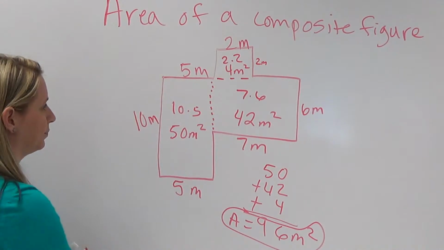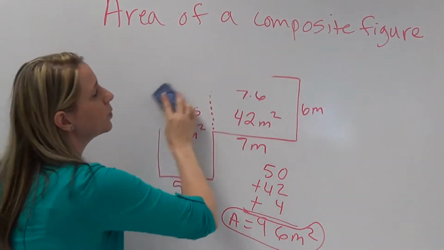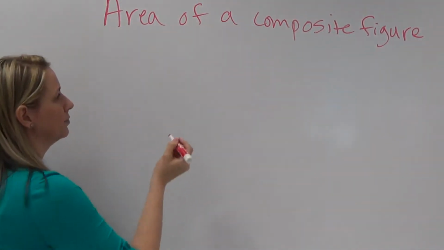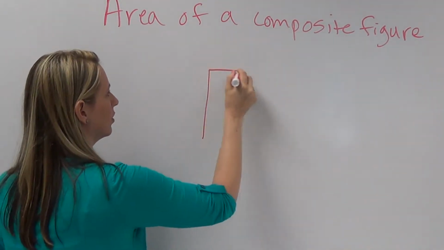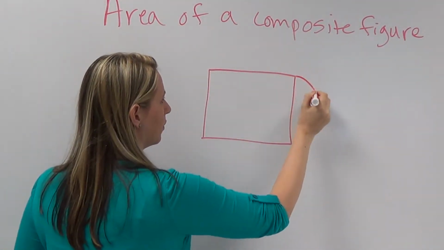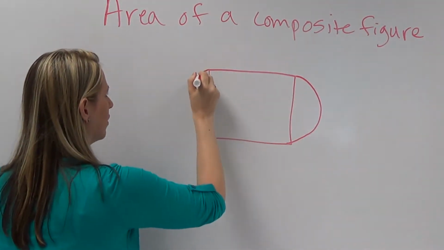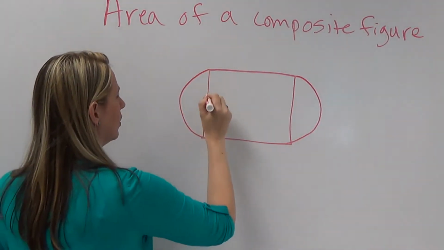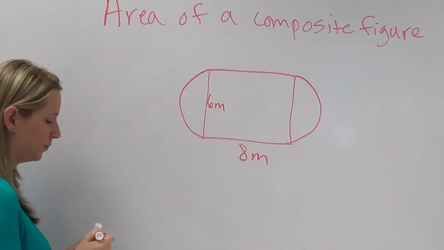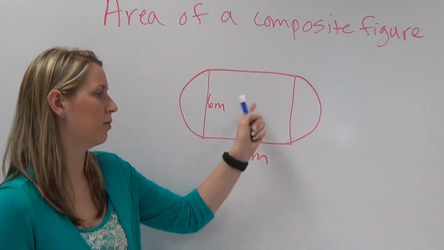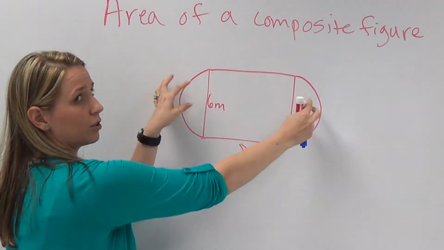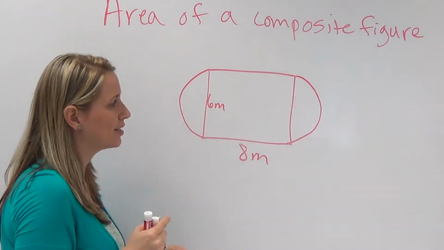Let me show you another one. Let's say we had something that wasn't quite as simple to see. Let's say you had something like this. Okay, here we have 2 semicircles and a rectangle. So what we really need to do is take the area. If you put these 2 semicircles together, you get 1 circle, and then you've got a rectangle in the middle.